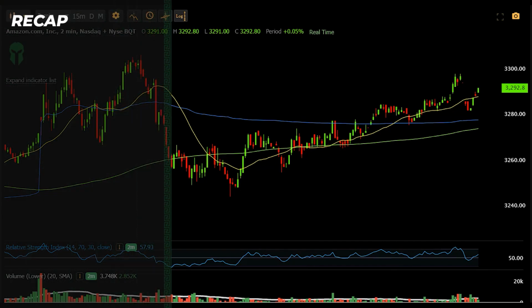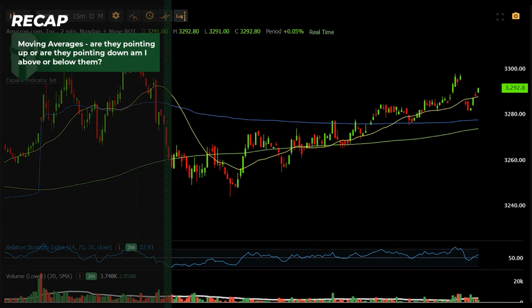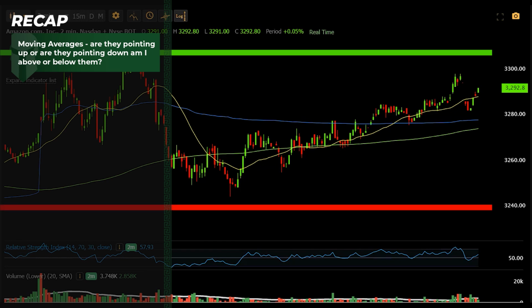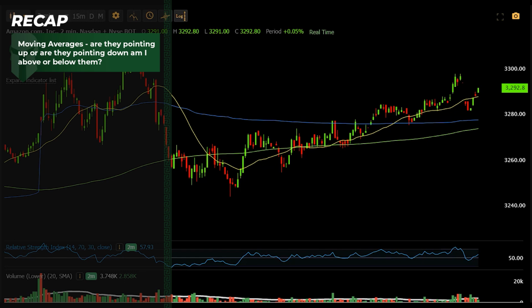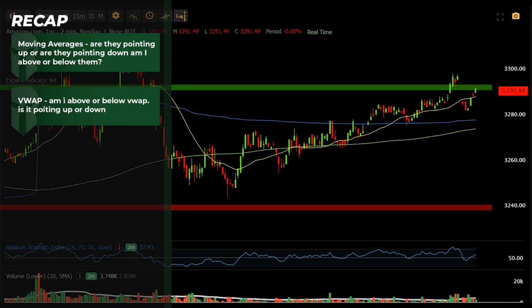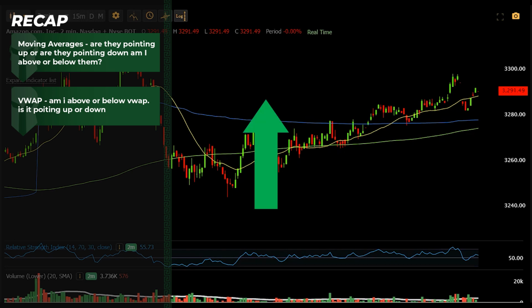To recap, moving averages. Are they pointing up? Are they pointing down? Am I above them? Am I below them? Each one of those is a point. There are 2 moving averages that we're using for a total of possibly 4 points. VWAP. Am I above or below VWAP? Is VWAP pointing up or down? Based upon this, you can get 2 points there. So between the moving averages and the VWAP, you can get 6 points.